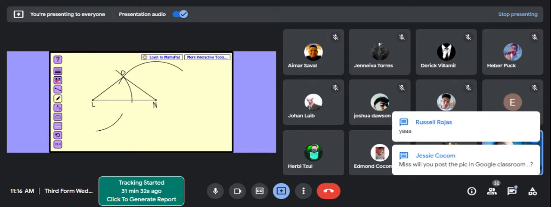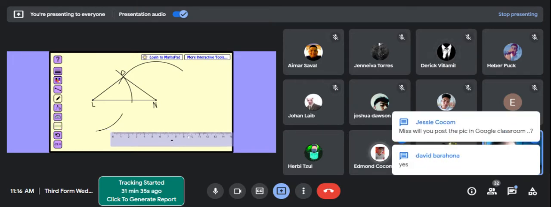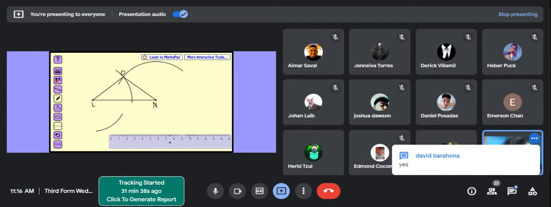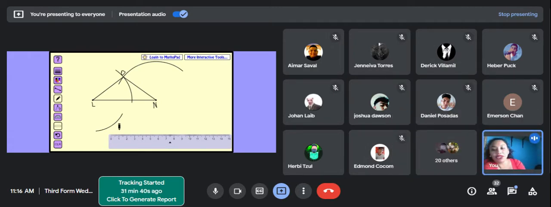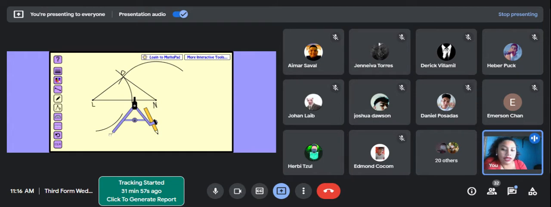Everybody has that? Yes. And now the last one is MN, and that is 6 centimeters. So again, you take your ruler, you take your compass, set it at 0, you open your pencil all the way to 6, exactly at 6, and then you go to N, and you're going to be drawing an arc that crosses your first arc. And that is what you should have.